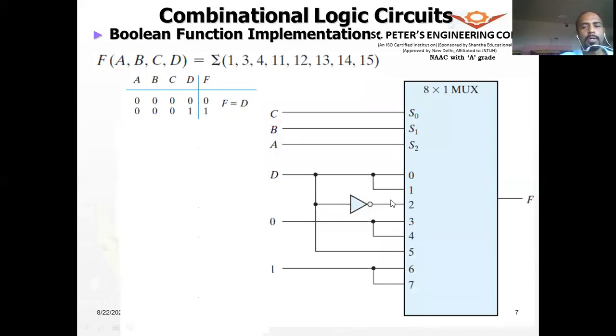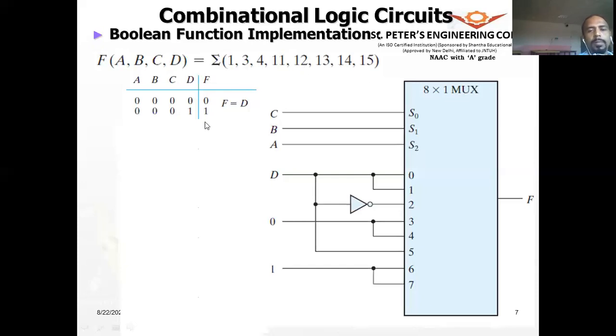So the circuit that we are going to use is an 8:1 mux, and we are seeing how the inputs A, B, C, D are divided among the select lines and the data lines. And we are considering what happens to the other input lines and drawing this circuit, to realize this 4 variable Boolean function, which has output high for the minterms M1, M3, M4, M11, 12, 13, 14, and 15.